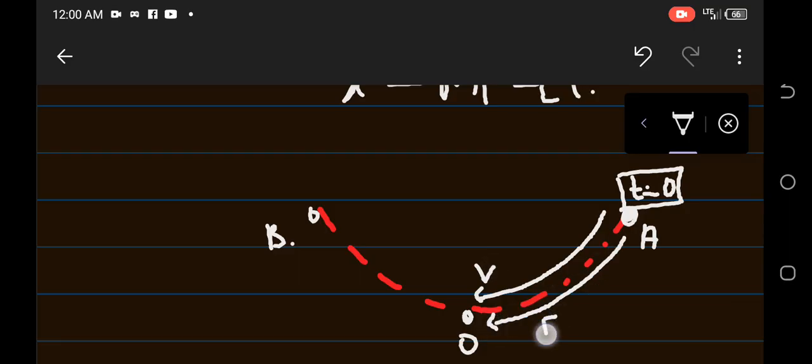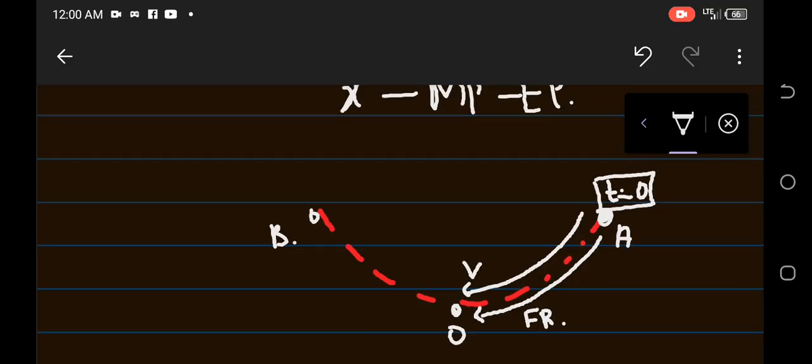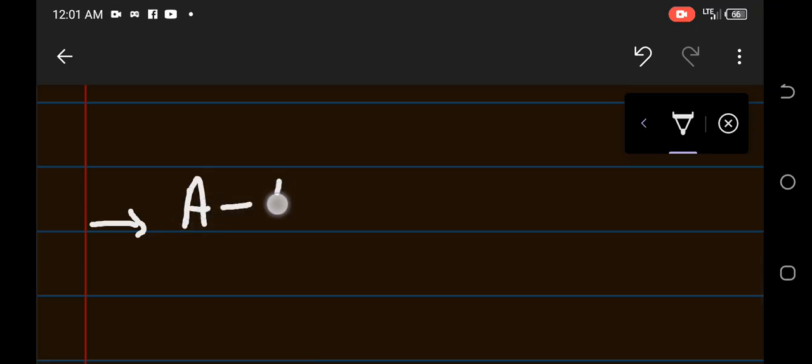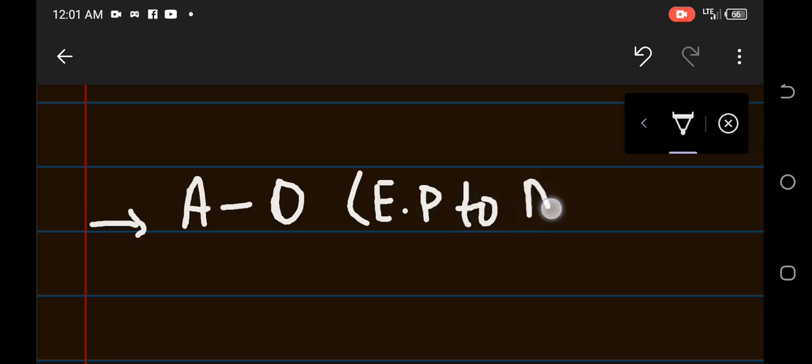The restoring force is also towards the mean position. The restoring force will not stop here at the mean position just because of inertia, so it will again try to move. So the restoring force will again come towards the mean position, and velocity will be in the same direction. So here you can see from point A to point 0, from extreme point to mean point.